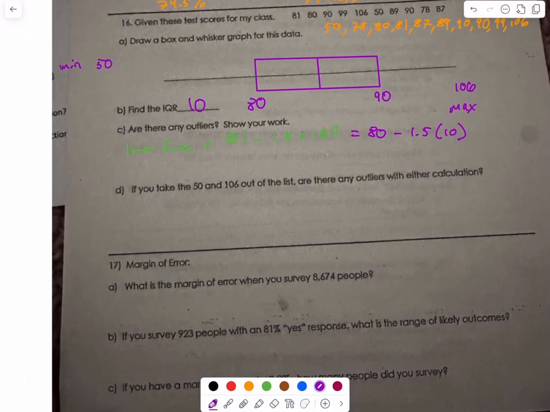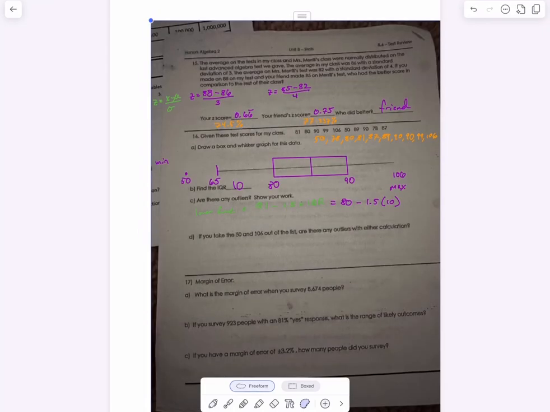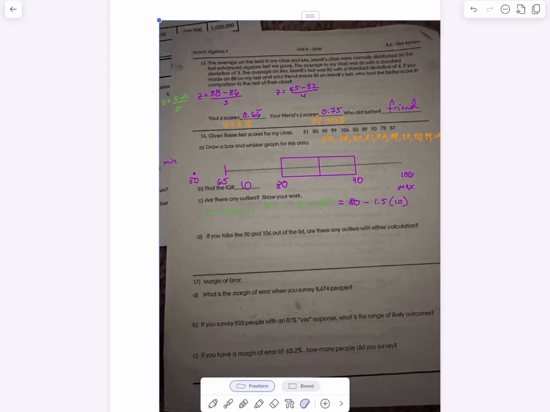This should be like a 65 right there. And then, you know, we got an outlier of the 50. Undo. There we go.